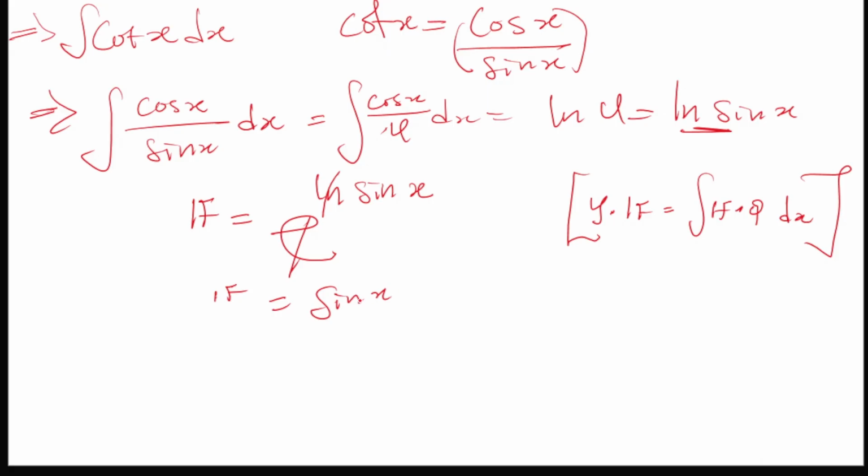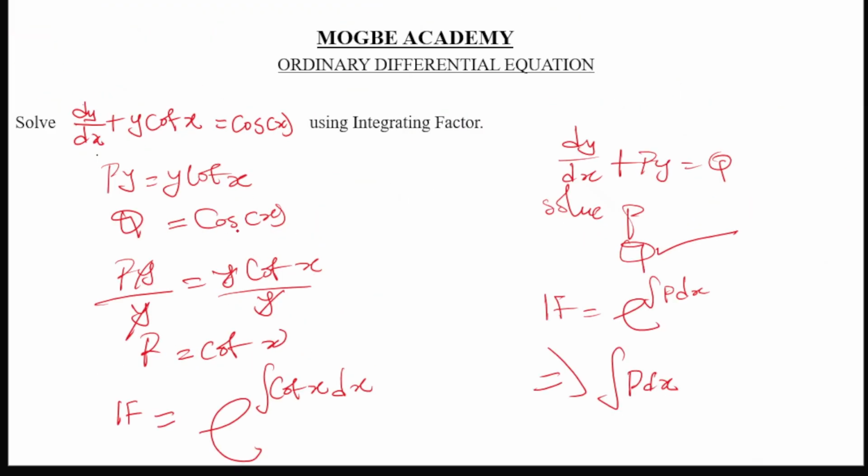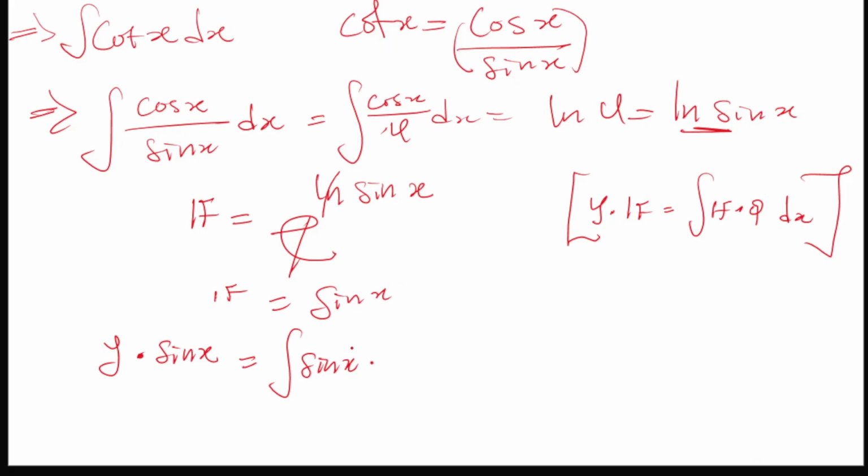So if we apply our second formula here, we'll simply have y dot, what's now your integrating factor? Sine x, right? And this is equal to integral, your integrating factor inside. So you have sine x multiplied by what's now your Q? Remember, our Q was cos x. So we are inputting cos x wherever we have Q. If we do that, we'll have this to be sine x multiplied by cos x dx. This is what we have.